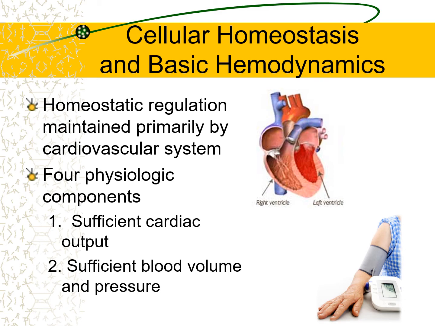Homeostatic regulation is maintained primarily by the cardiovascular system, and it depends on these four physiologic components. Number one, we have to have sufficient cardiac output to meet the bodily needs. Second, we need sufficient blood volume and blood pressure to maintain adequate blood flow.